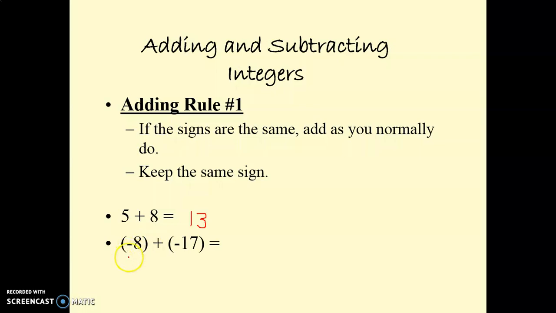The next one, we have here negative 8 plus negative 17. They have the same sign. They're both negative. So you're just going to add 8 plus 17, that is equal to 25. They have the same sign, which is negative, so just copy the sign, which is negative. Okay? So that is rule number 1. You're just going to add normally if they have the same sign, and then you're going to keep the same sign.